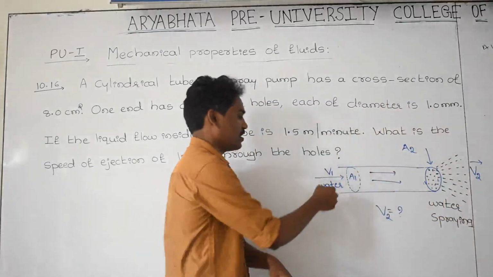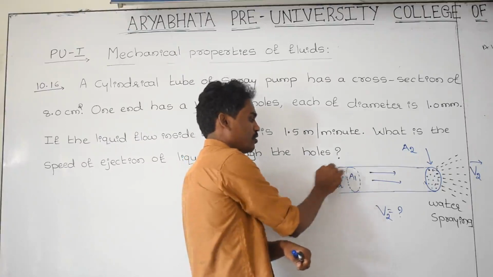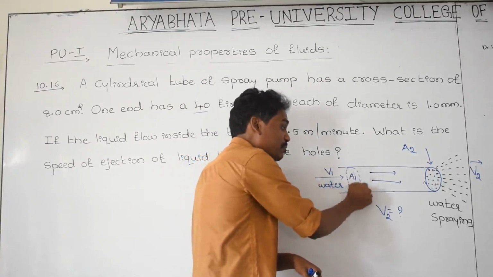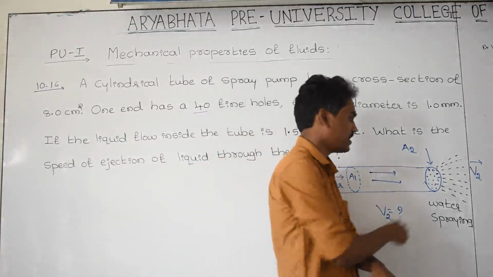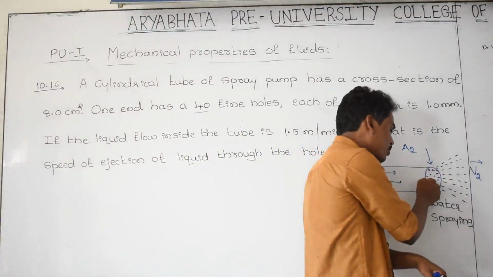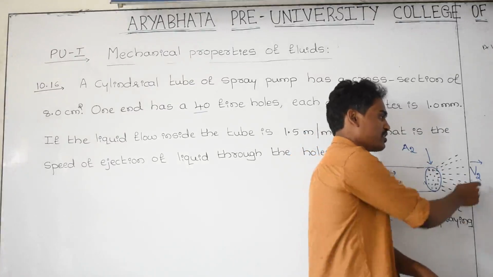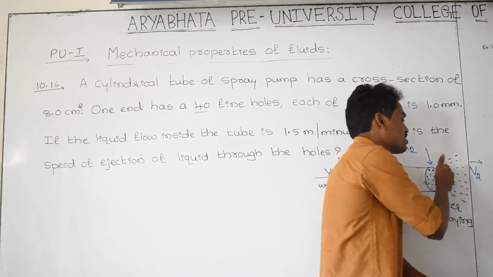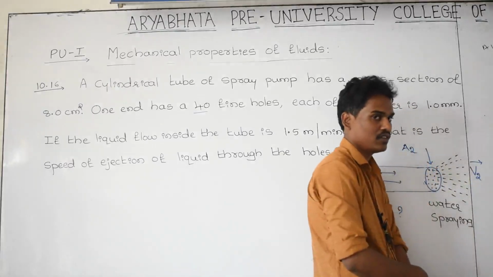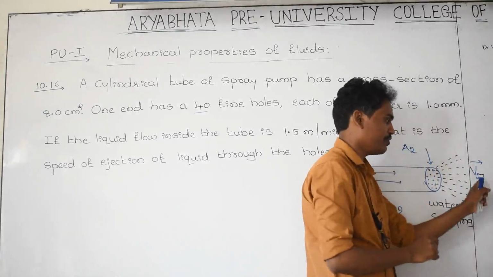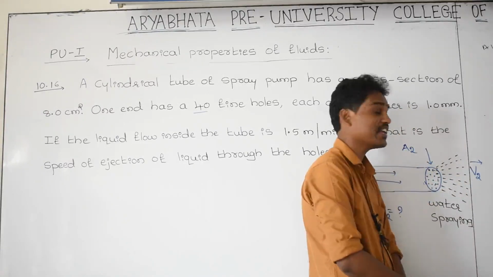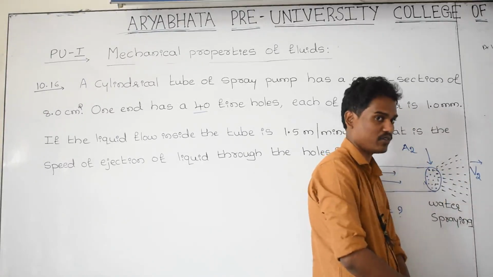What is A1? A1 is the area of the pipe here. What is V1? V1 is the speed of liquid inside the pipe. What is A2? A2 is the area of the pipe here. What is V2? V2 is the speed of liquid particles which are spraying out from the pipe. Then you need to find out V2. V2 is nothing but the speed of spraying liquid out from the pipe.